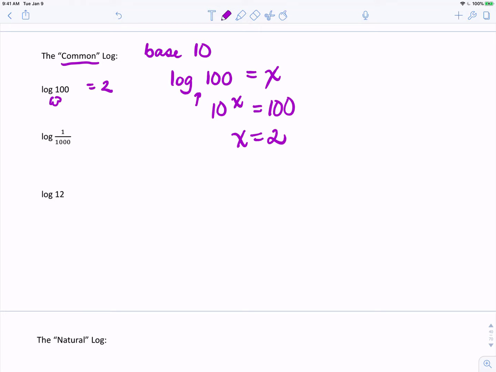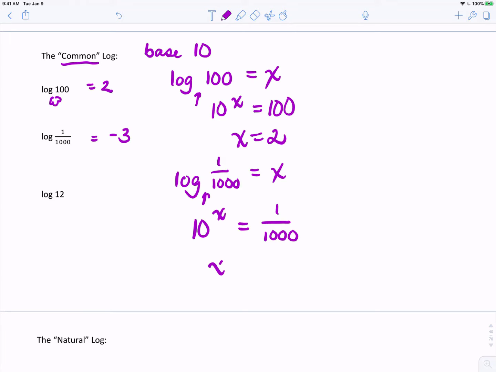Similarly, log of 1 over 1000 would be equal to -3. Why? Because again, the base is understood to be 10, so 10 to what power would give us 1 over 1000? Well, 10 to the third power would give us 1000, and to get the reciprocal, we would be using a negative power.